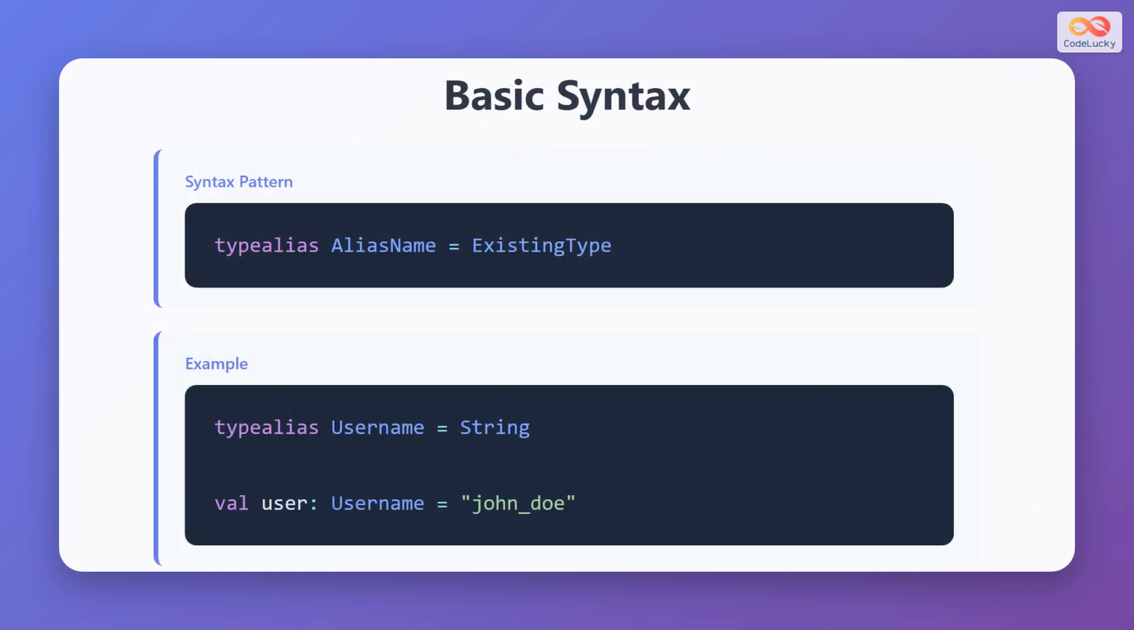The syntax for creating a type alias is simple. You use the typealias keyword, followed by your desired alias name, an equals sign, and then the existing type you want to alias. For example, typealias UserName = String creates an alias called UserName for the String type. Once defined, you can use UserName anywhere you would normally use String. So you can declare a variable like val user: UserName = "John_Doe".